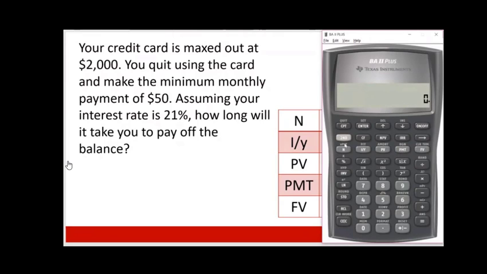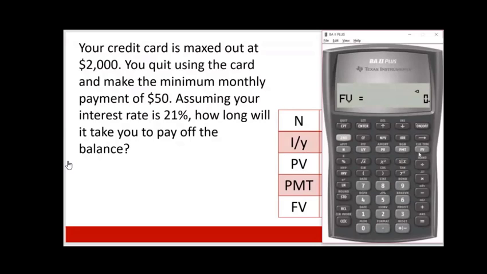Alright, so your credit card is maxed out at $2,000. You quit using the credit card and make the minimum monthly payment of $50. Assuming your interest rate is 21%, how long will it take you to pay off the balance? All right. So in this case, you need to put 2,000 positive as your present value, and then because you want to pay off your credit card, future value is going to be 0, okay?